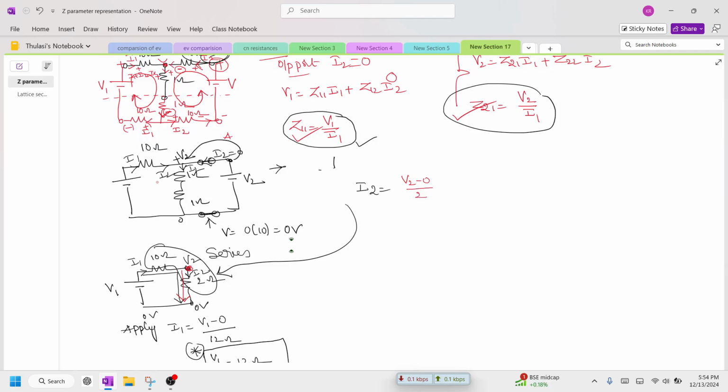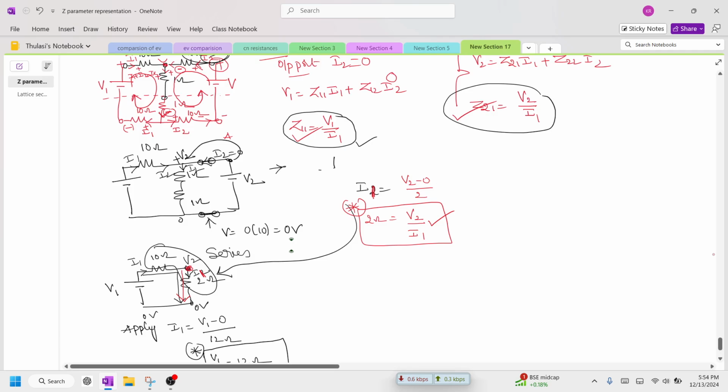I require the equation of V2 by I1. Sorry, this is not I2. The current which flows in this branch and this branch both are the same, so this is nothing but I1. We require the ratio of V2 by I1, so bring I1 to the denominator. So this is equal to 2 ohms. So now ultimately we find the values: Z11 is 12 ohms, Z21 is how many ohms? 2 ohms. Now the remaining also we need to find out.